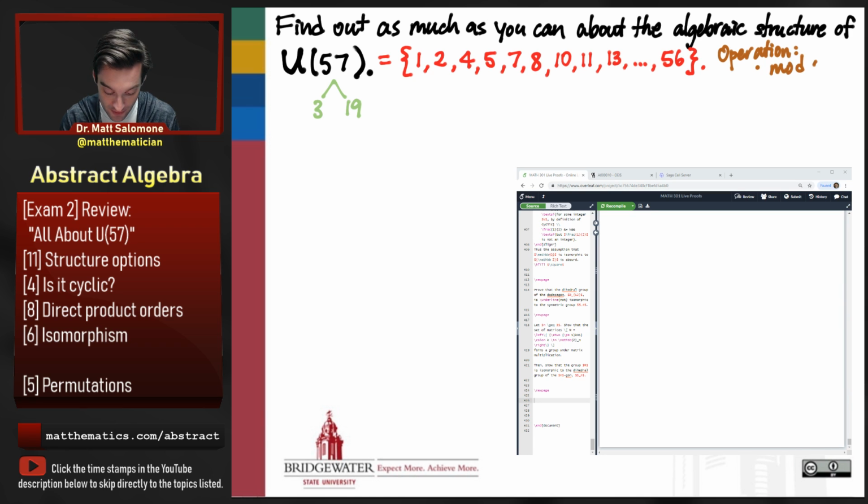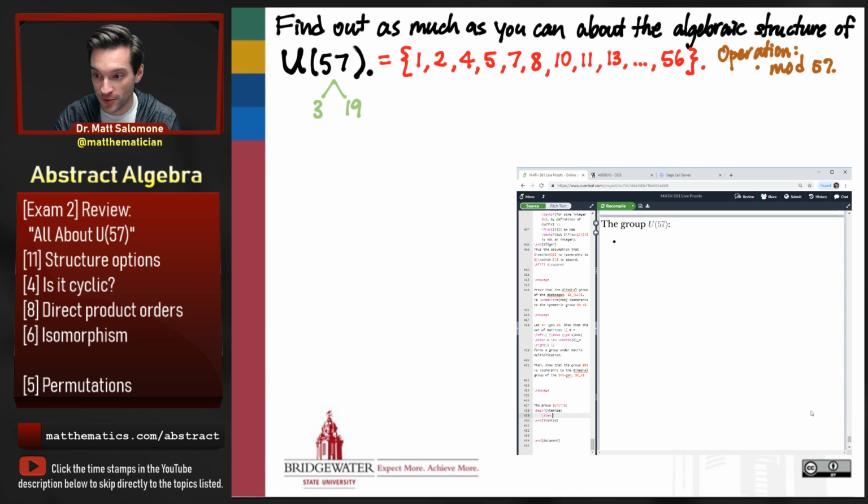Multiplication mod 57. Okay. So first of all, right off the bat, what can we know about the group U57? I'm going to keep a running tally of what we learned here as we proceed. The first thing that we can be absolutely sure of about the group U57 is that because the operation in this group is multiplication mod 57, and multiplication of integers is commutative, right? A times B is equal to B times A, and therefore when we reduce mod 57, multiplication mod 57 is also commutative. And so the group U57 has a commutative operation. Therefore, it's an abelian group.